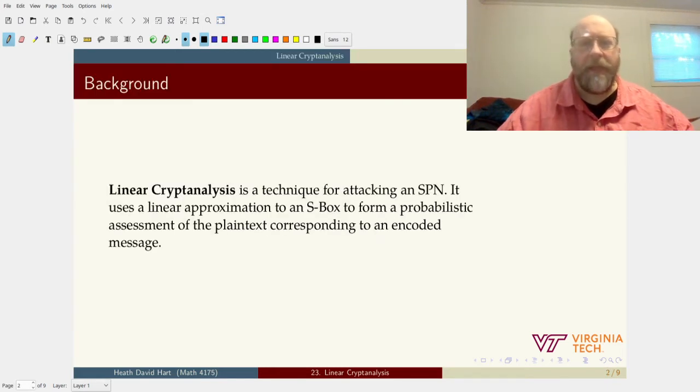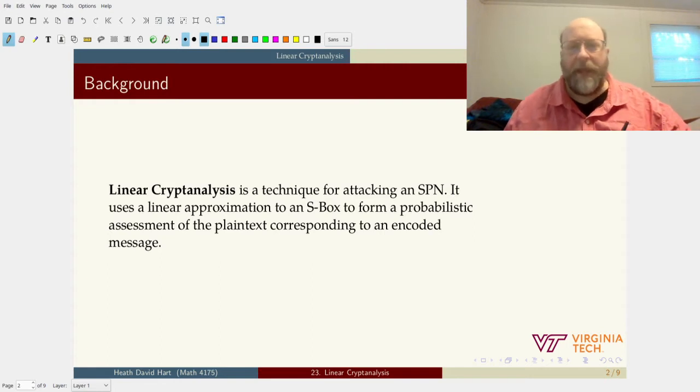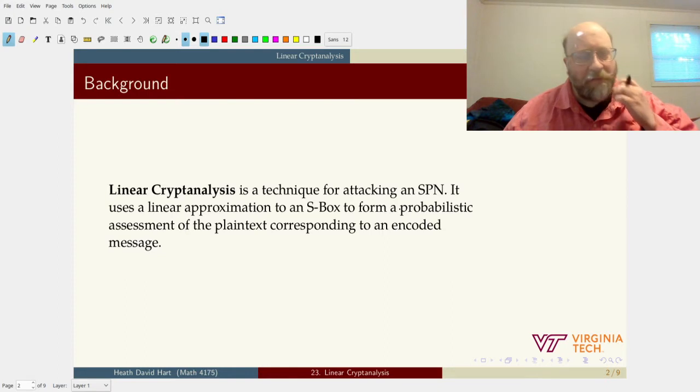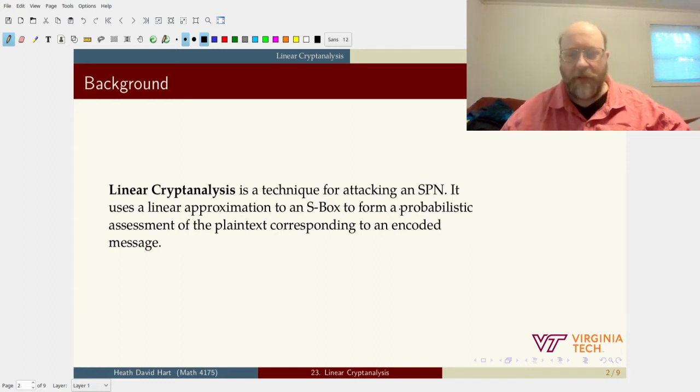What we're going to look at today is a theoretical technique for attacking AES. It's called linear cryptanalysis, and it uses the idea of attacking the S boxes to form a probabilistic assessment of the plaintext corresponding to an encoded message. The idea is we won't have an exact break for the code, but if we can come up with enough probabilistic things that we can look at, then we can make some inroads into educated guesses as to what the plaintext would look like, and that would narrow down the number of cases that we would have to check by brute force. That's the idea.